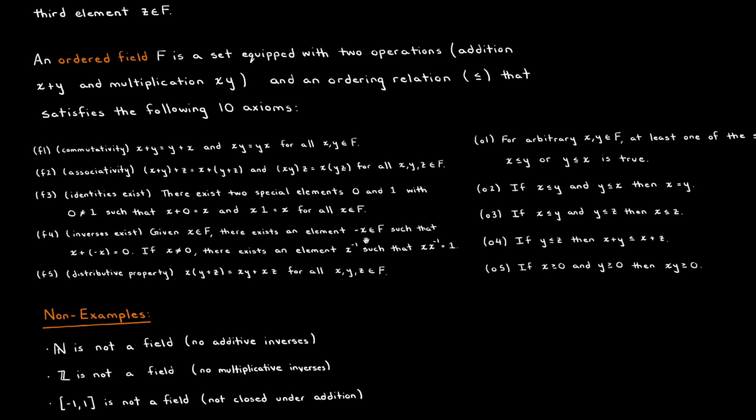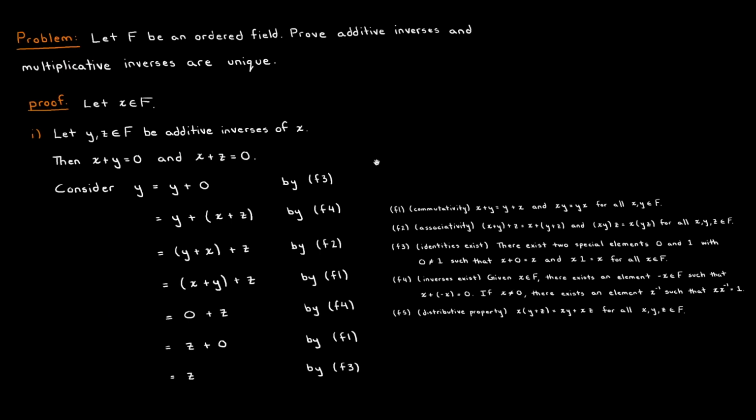But there could be multiple. It just says there exists one. It doesn't say there exists a unique one. So you have to be very careful when you read these mathematical statements. But what we will show is that indeed, inside of an ordered field, additive inverses and multiplicative inverses are unique. And so let's take a look at how a proof like this goes.